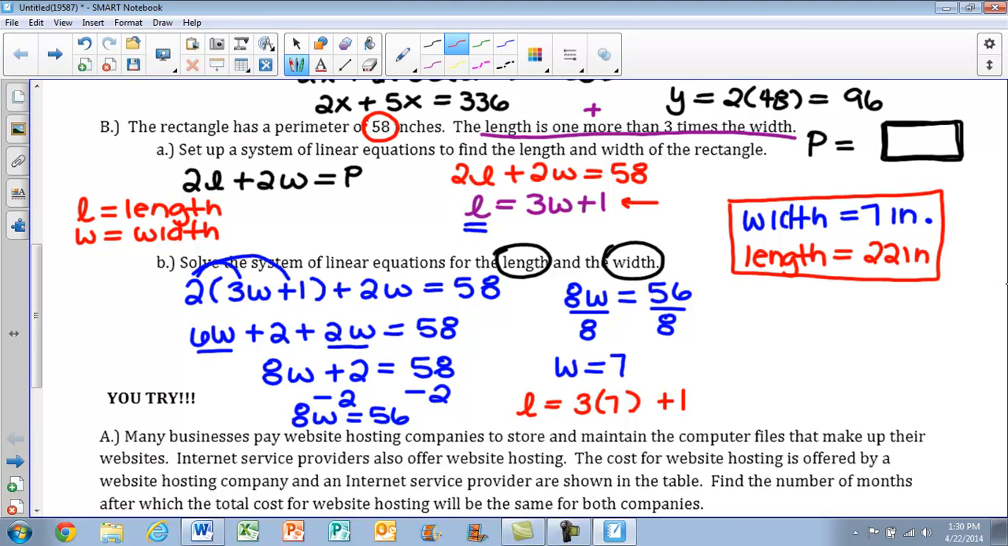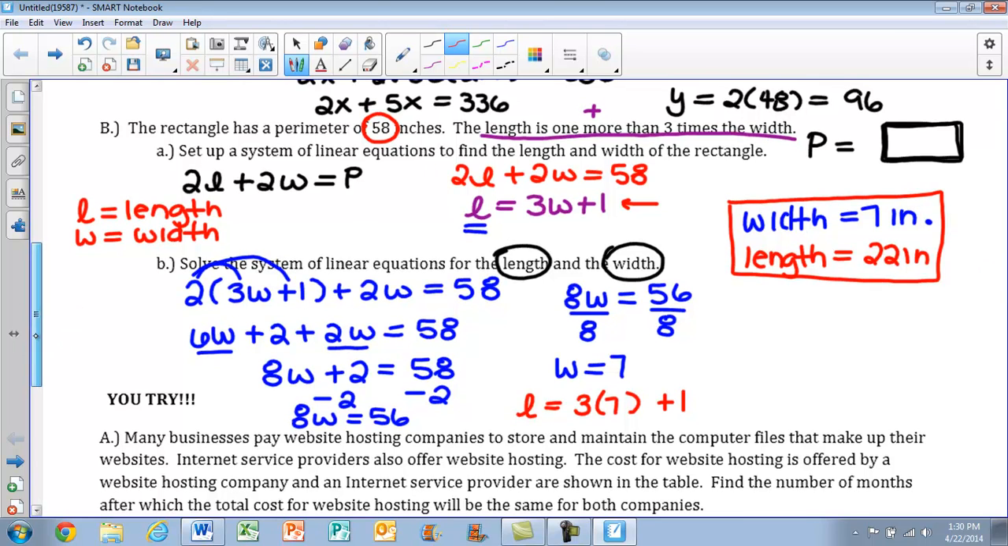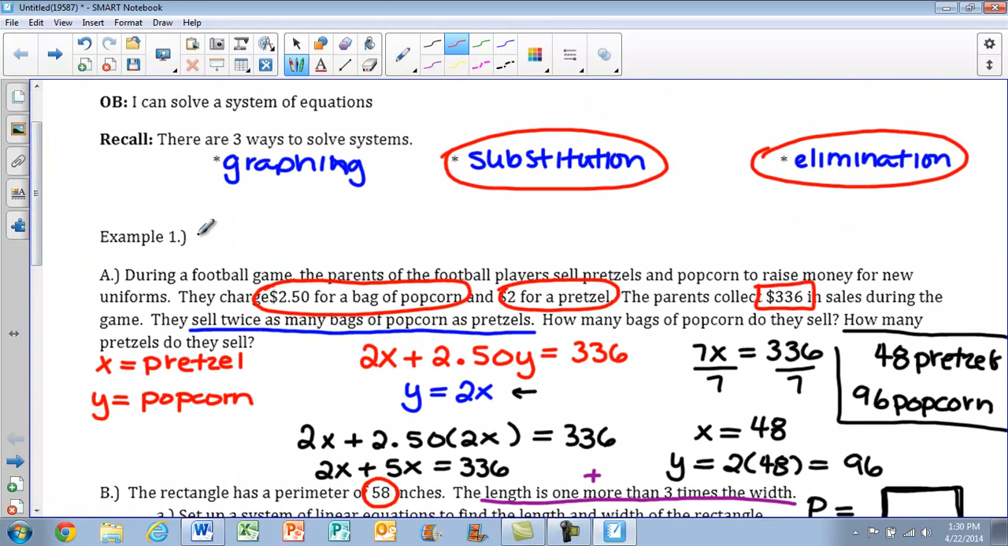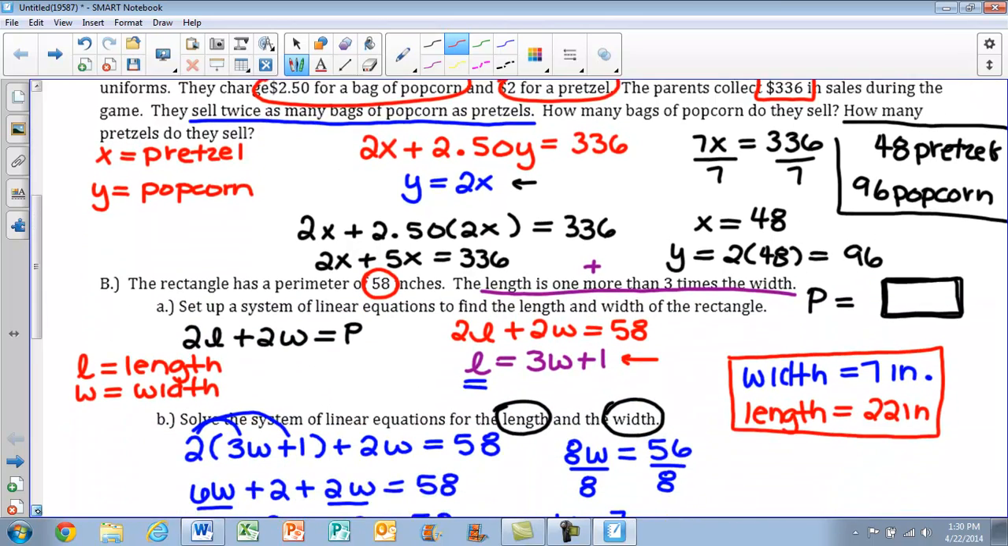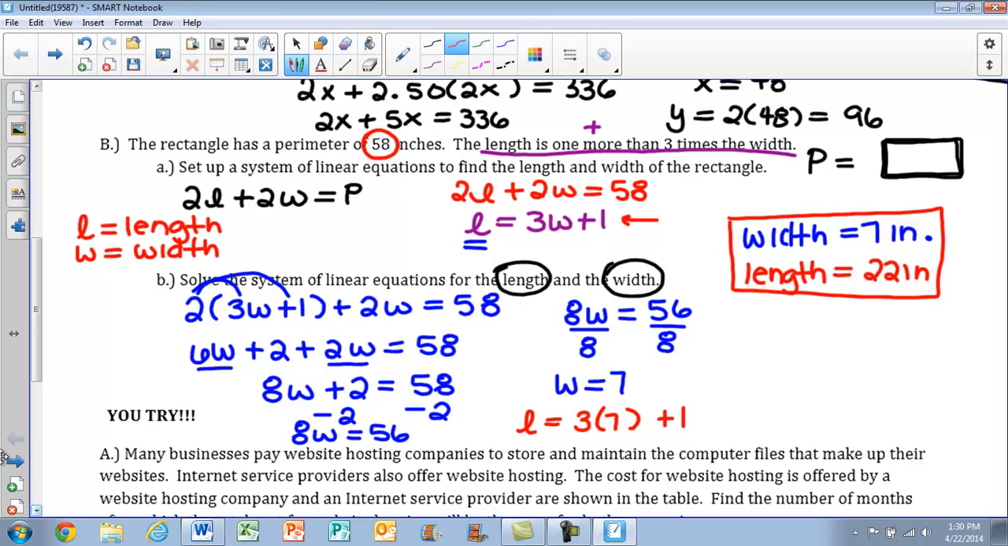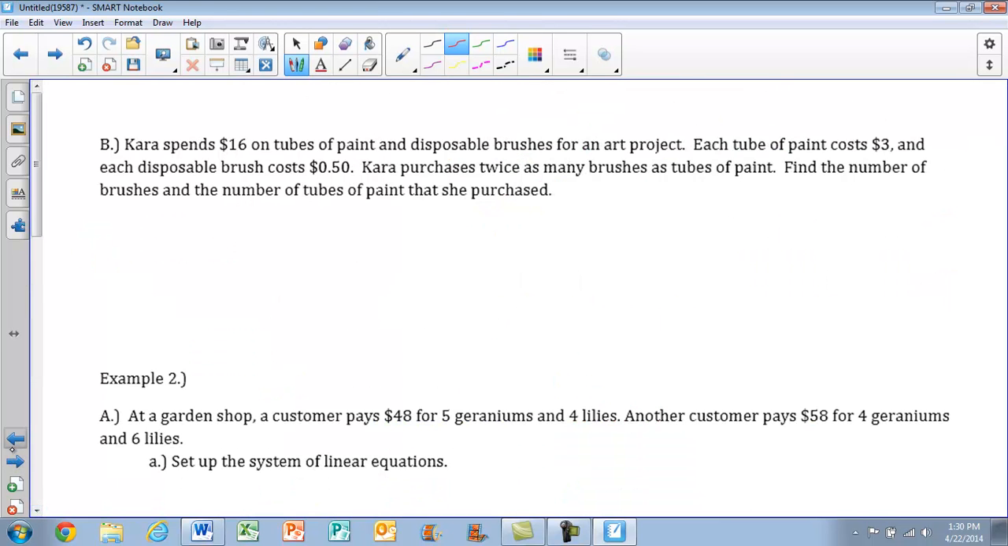So for both of these examples, if you guys want to scroll back up next to example 1, why don't we write that we use substitution for both of these problems, for part A and part B. Now, we're going to skip the Try-Its for now. You guys are going to try those tomorrow at the start of class. You can flip to the next page here. We're going to take a look at our second example.